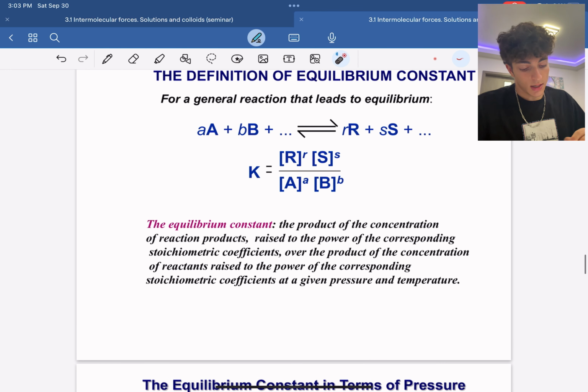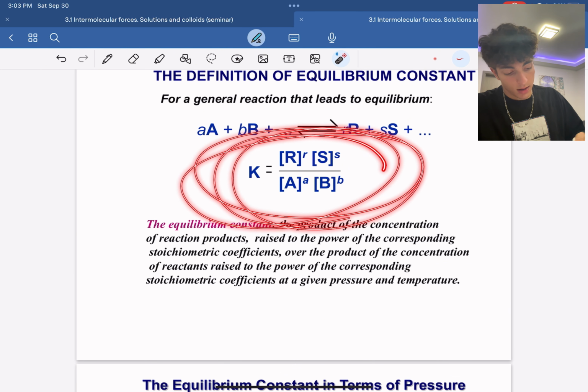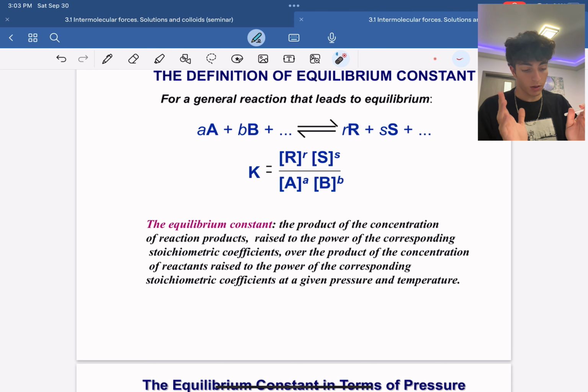So this is, I mentioned this, but I'm going to go over it again. If you don't know this guy, just understand the definition of the equilibrium constant, okay? Almost everything in chemistry is products over reactants. Just add the molar coefficients to them. Remember it like that. So the equilibrium constant, the product of the concentration of reaction products raised to the power of their corresponding stoichiometric coefficient over the product of the concentration of reactants raised to the power of their corresponding stoichiometric coefficients at a given pressure and temperature.